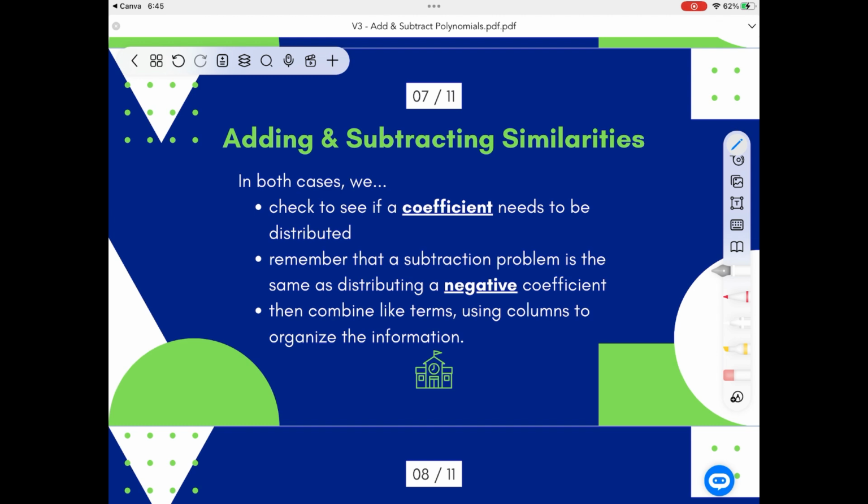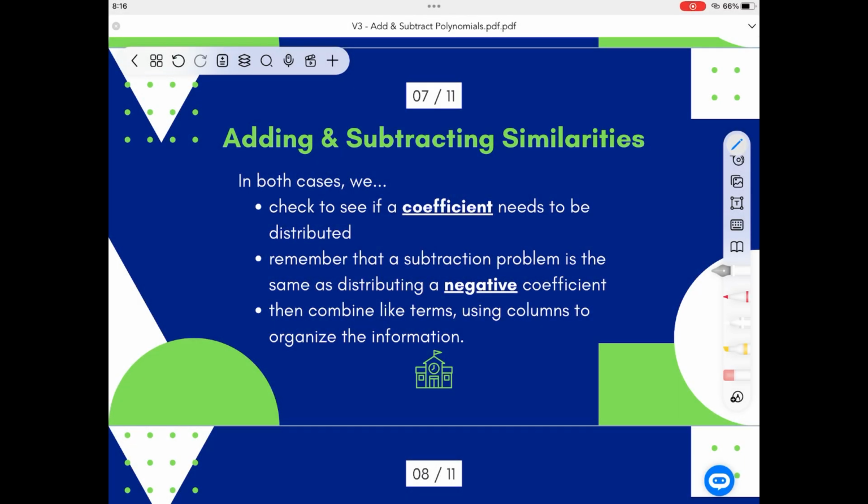And then finally, you combine your like terms using the columns to organize the information and then write out the final expression. So that kind of summarizes the basic idea behind adding and subtracting polynomials and their similarities.